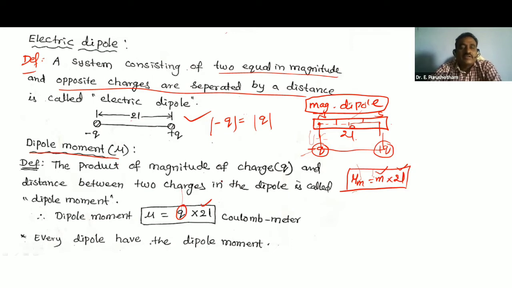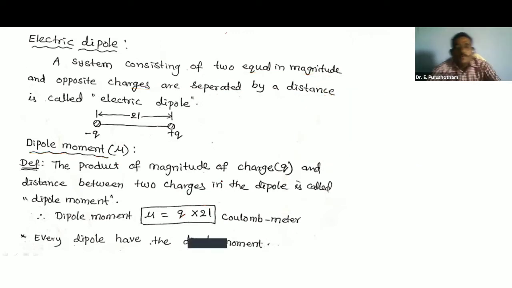The product of the magnitude of charge q and the distance between two charges is called the dipole moment. It is represented by mu. Mu is equal to q into 2L. Charge is in coulomb, distance in meter, so the unit is coulomb meter. Every magnet has a magnetic moment, and every dipole has a dipole moment.